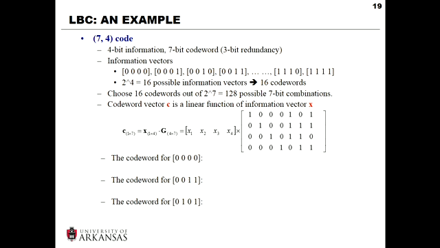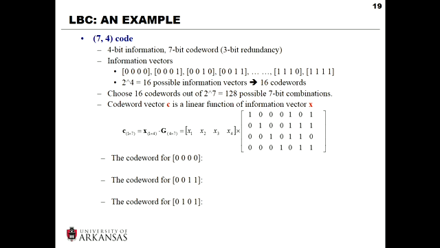Okay? So I'm going to introduce linear block code by using a simple example. And this example is a 7-4 code. And for this 7-4 code, we have 4 bits of information and a 7-bit code word, okay? Which means k equals 4 and n equals 7. So in this case, we have a redundancy of 3 bits for each code word, okay? We have 3 bits of redundancy for each code word.